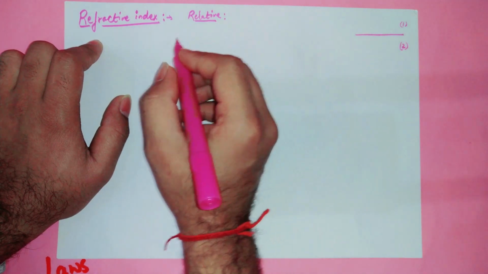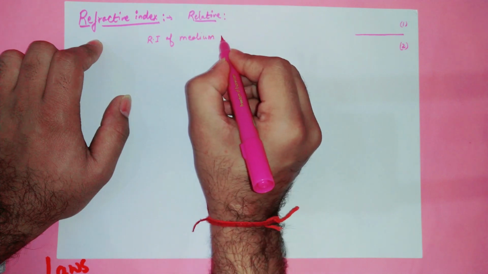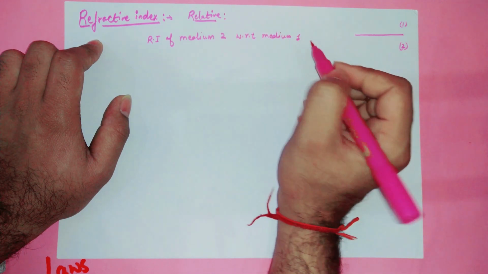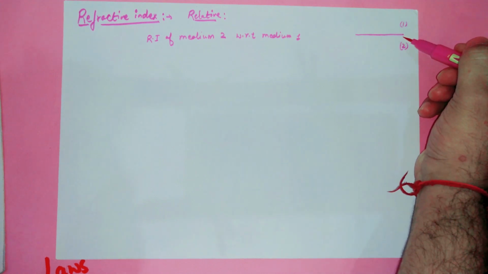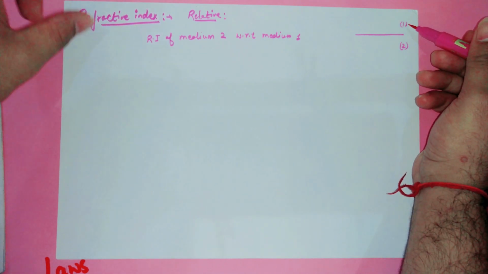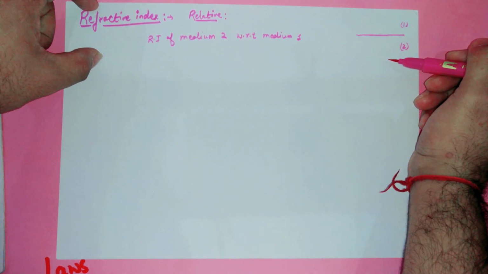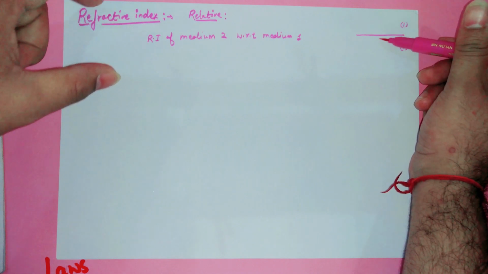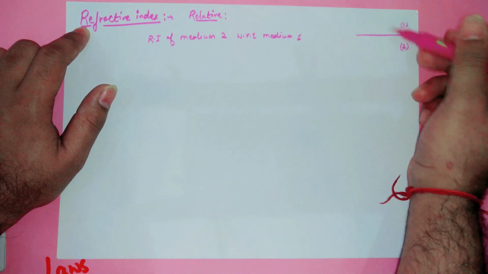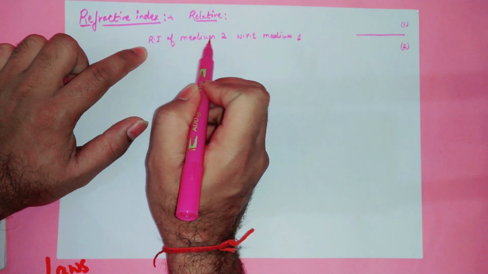Okay, suppose the refractive index of medium 2 with respect to medium 1, because we are comparing the speed of light in medium 2 with respect to medium 1. So refractive index is just the ratio of the velocity. Okay, so Snell's law gives the relation between the angle of incidence and the angle of refraction, but it is just the ratio of the velocities in these two media. Okay, we will study it. So, refractive index of medium 2 with respect to 1.